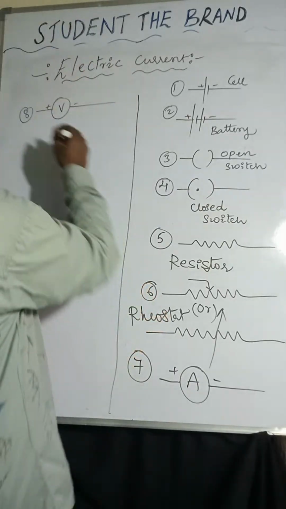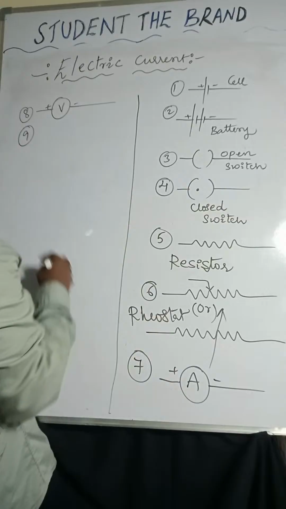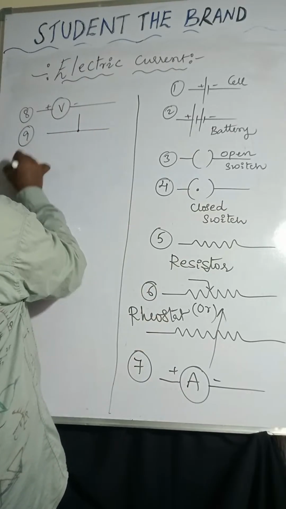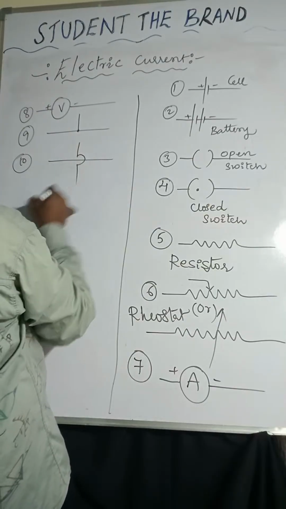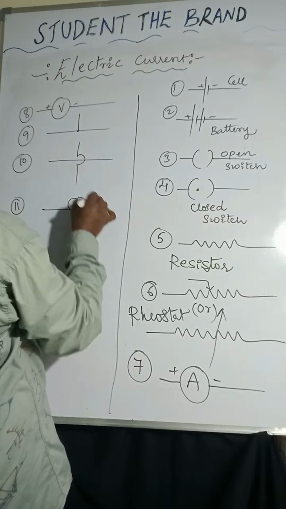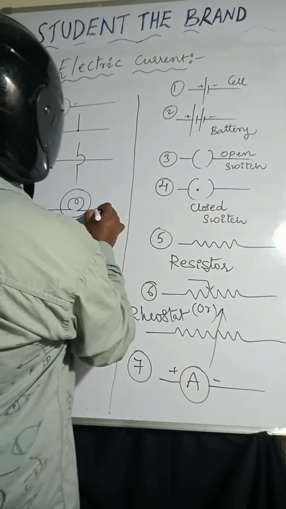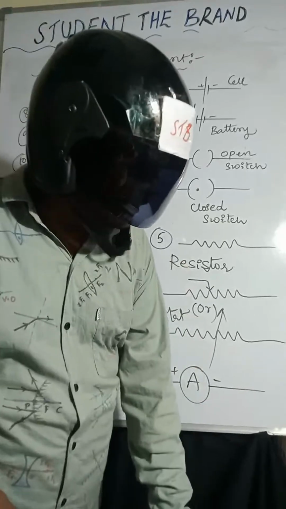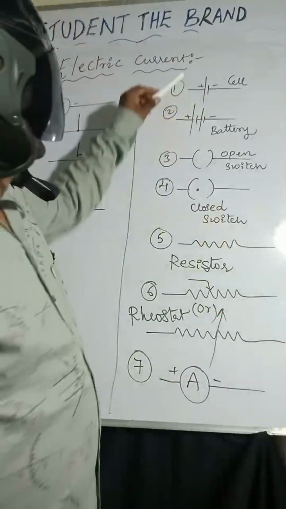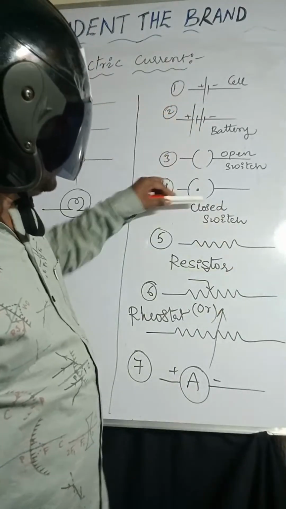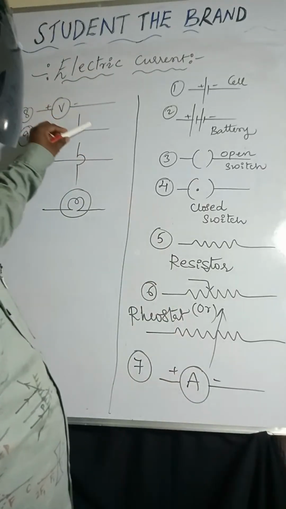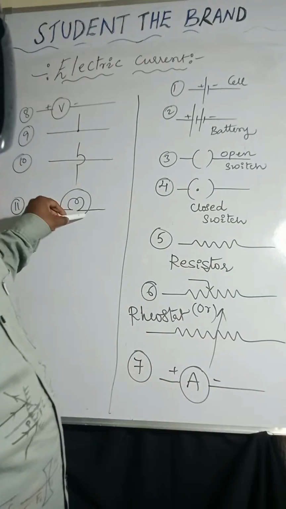The ninth one is wire joining. The 10th one is wire crossing. The 11th one is the bulb. So here you can see cell, battery, open switch, closed switch, resistor, rheostat, ammeter, voltmeter, wire joining, wire crossing and bulb.